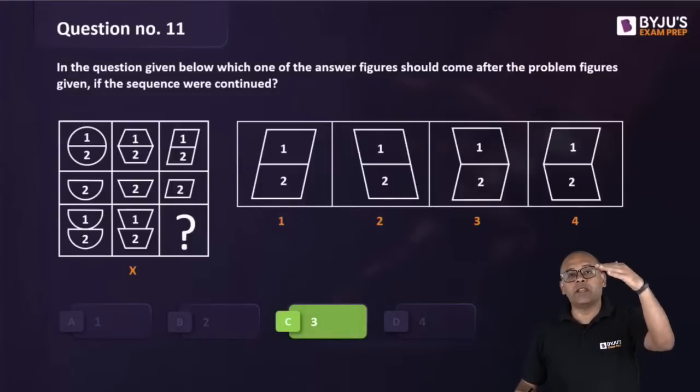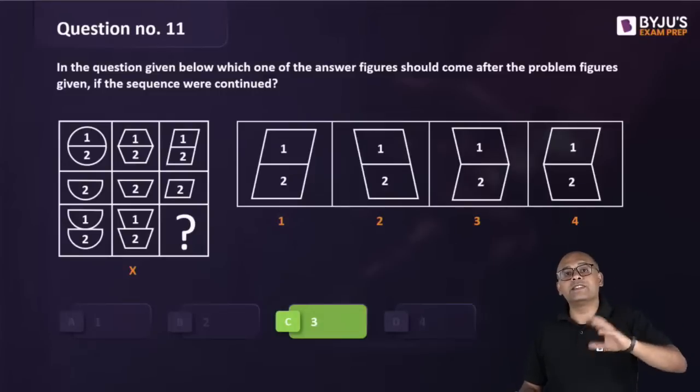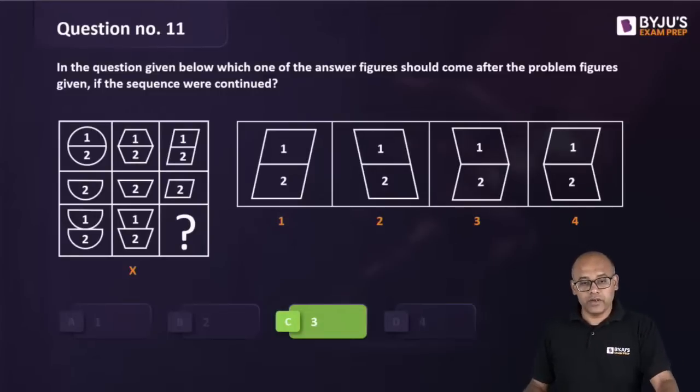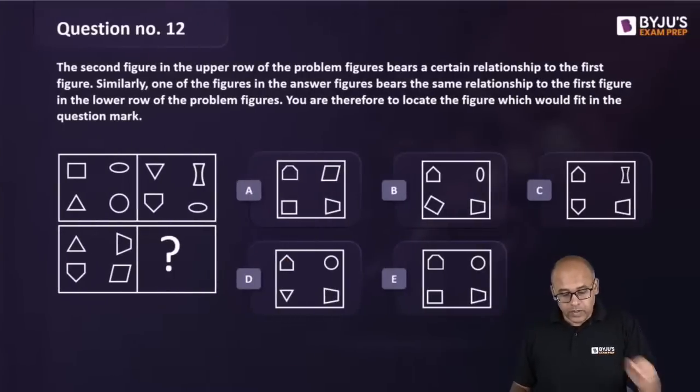Okay, so basically what is happening, the first one is reversing. Basically it is a water image, you can say. Water image of the top, lower is the same. That's the logic. Okay? Next question.